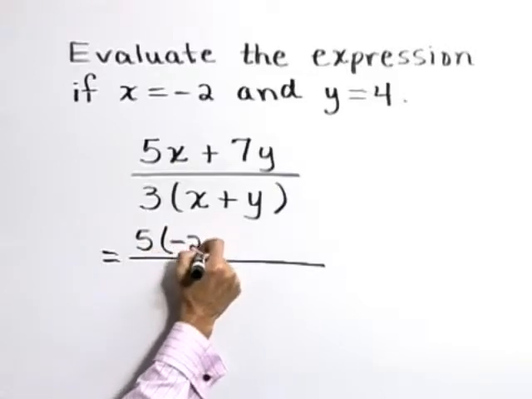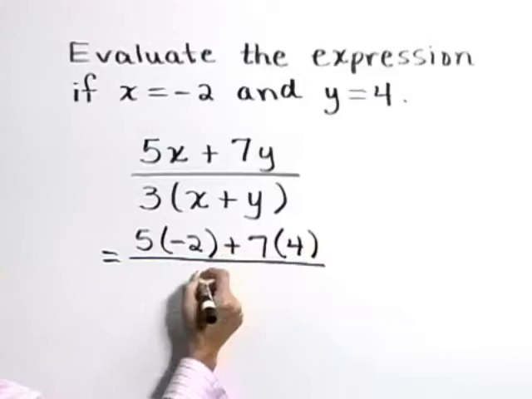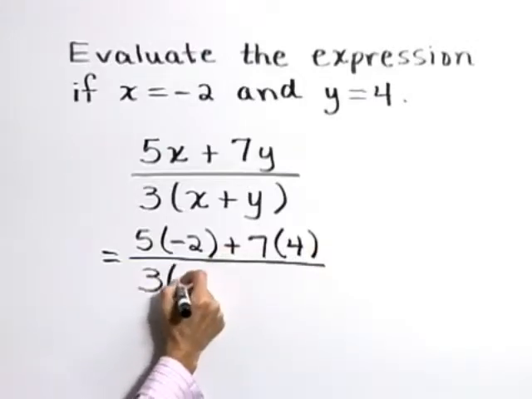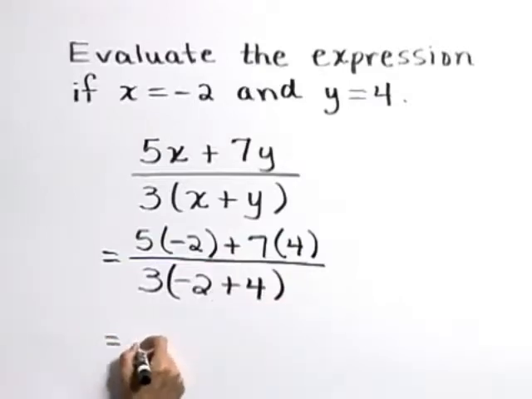X is -2. Y is equal to 4. We'll do this in both the numerator and denominator. And then let's simplify this, or you might say evaluate it.